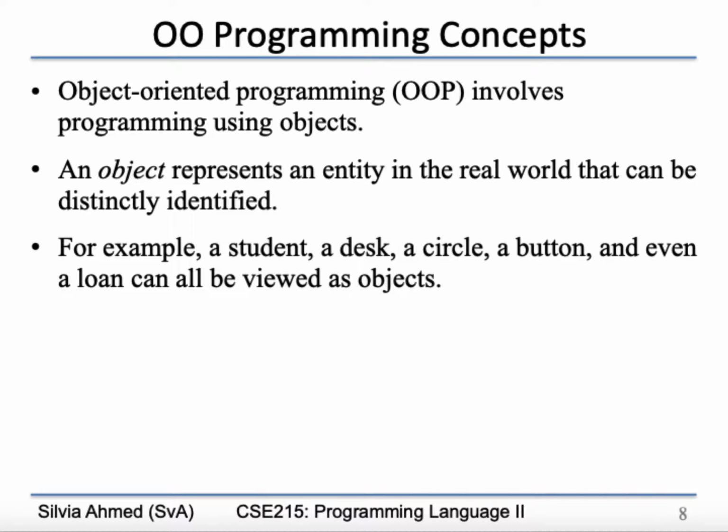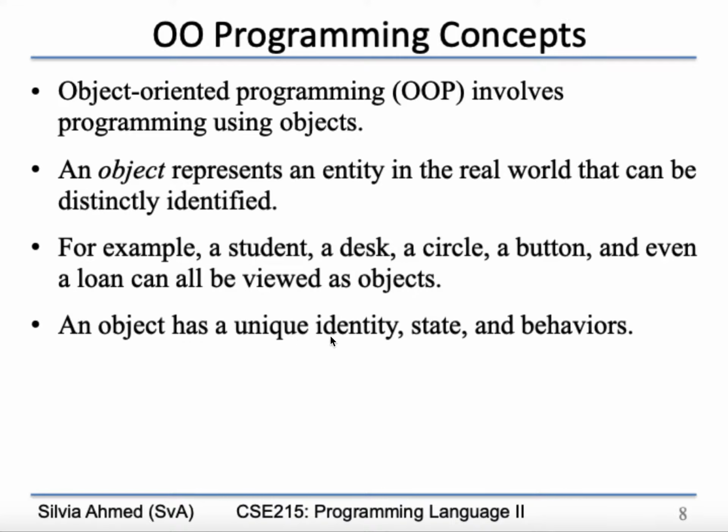It's a non-tangible thing. But an object has a unique identity, a state, and some behaviors. So anything that has a unique identity, some state, and some sort of behaviors can be designed as an object. In that respect, a loan can have a unique identity. For example, every bank loan can have its own loan account number.